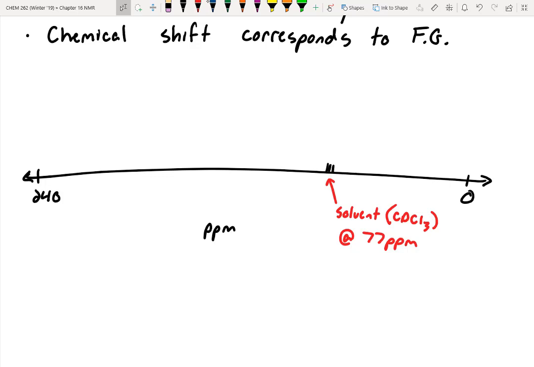Does anybody know why we use CDCl3 instead of just regular chloroform, meaning CHCl3? Well, the H would show up, right? So if we ran our NMR in a solvent that had protons rather than deuterium atoms, all we would see is a giant peak for our solvent, and we would obscure any of the normal signal for the compound that we're trying to dissolve, right? So that's why we tend to use deuterated solvents for NMR spectroscopy.